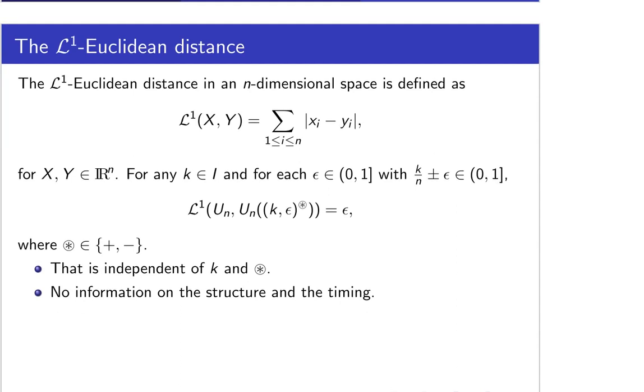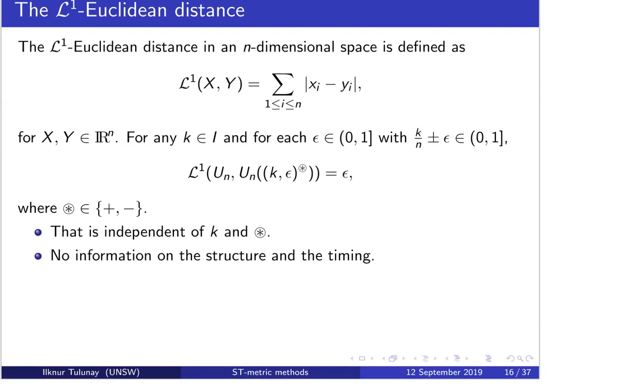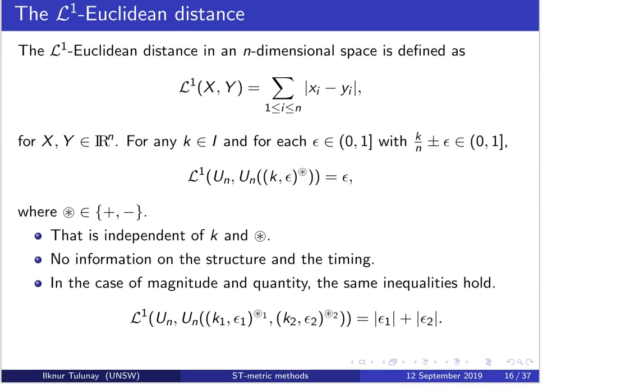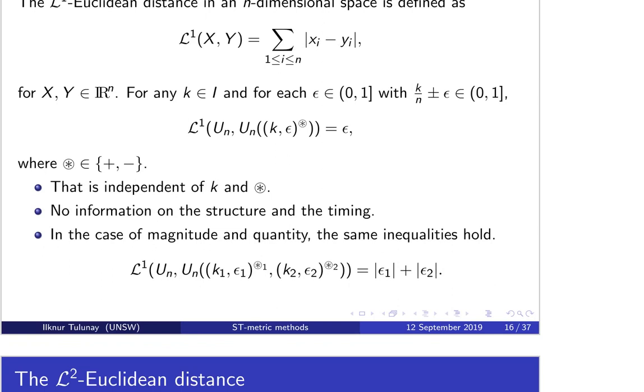Further, L1 is always epsilon, and there is no information on the structure and the timing if we look at the L1 Euclidean distance. No information, but in the ST metric, it will give us different values. In the case of magnitude and quantity, they are the same values. So the L1 values for epsilon 1 and epsilon 2 will give us exactly the same inequalities.